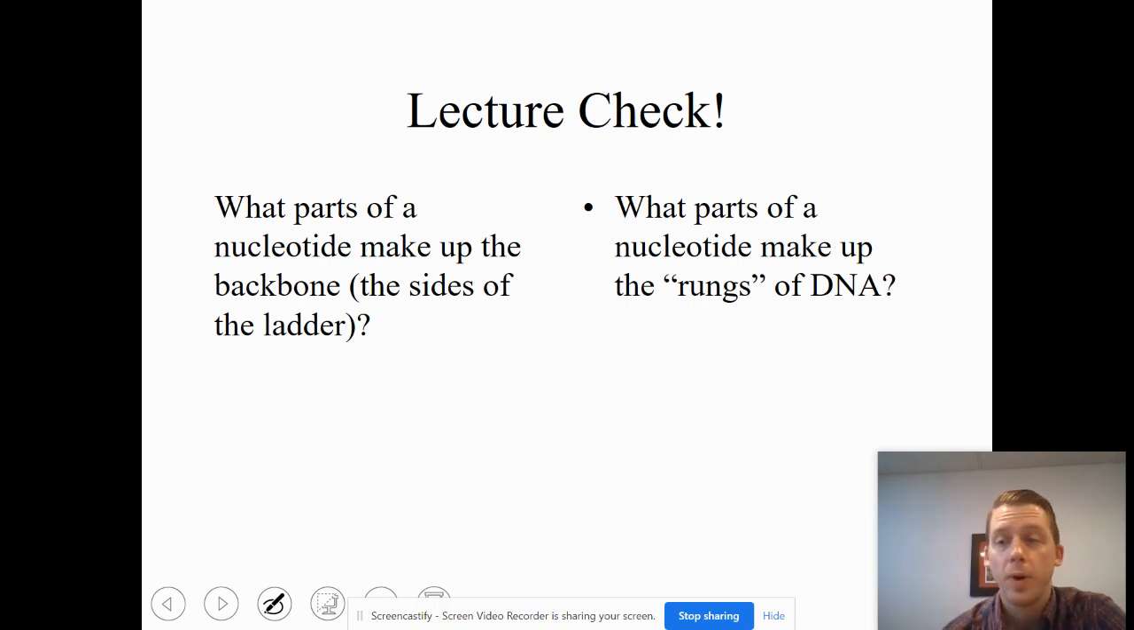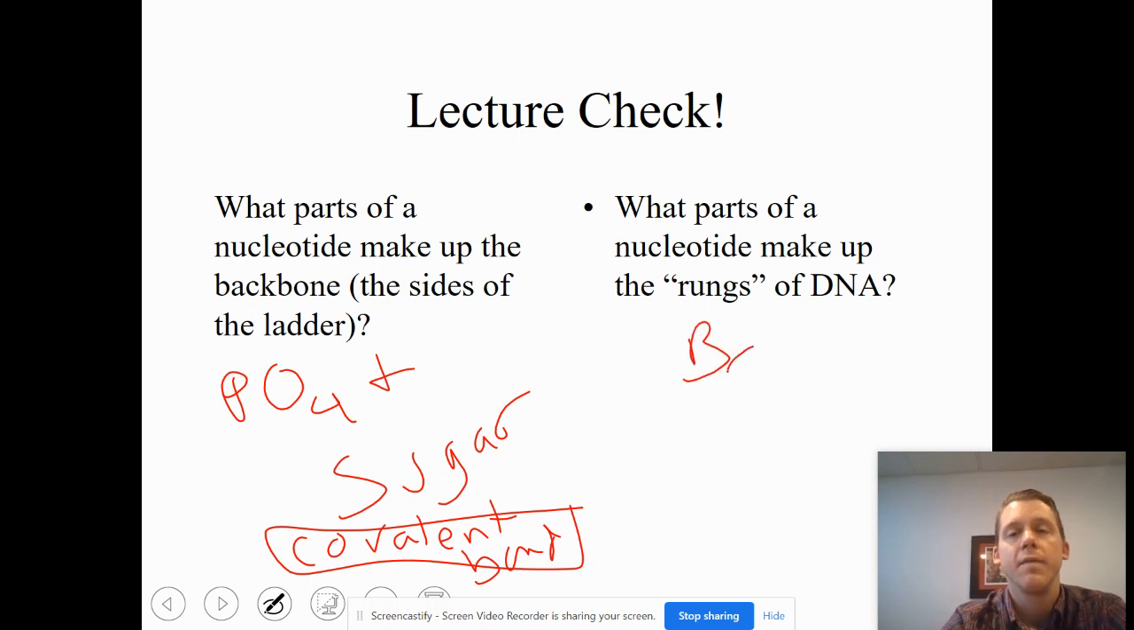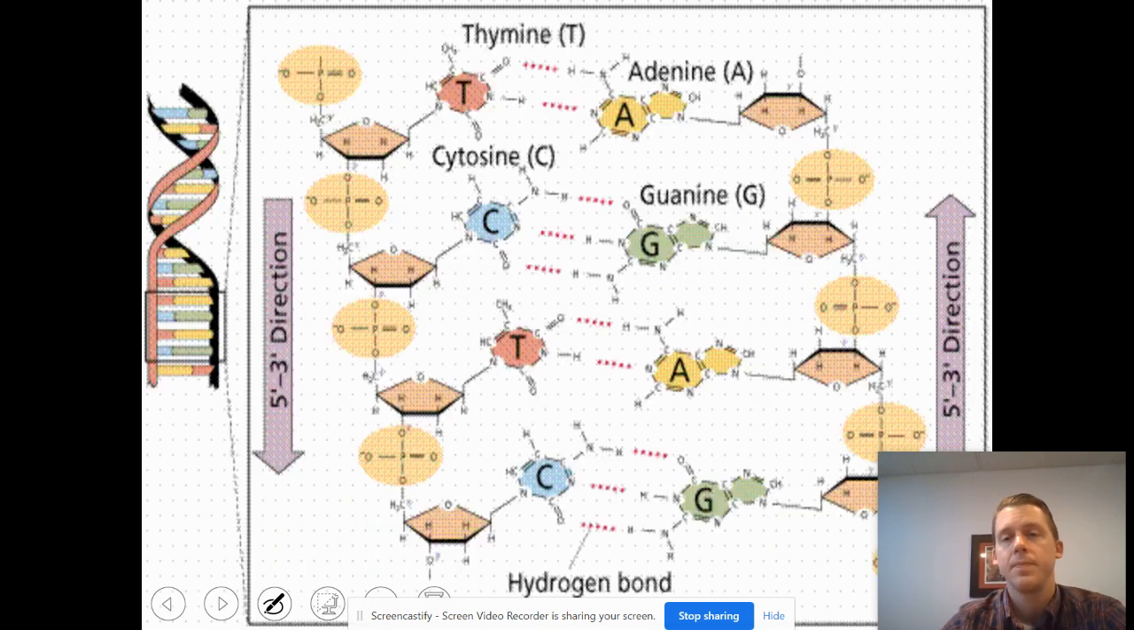All right, so how well do you remember that very last slide? What parts of a nucleotide make up the backbone? And what parts of the nucleotide make up the rungs? Answer this question now. All right, the backbone is made up of phosphate and sugar, right? And those are joined with a covalent bond. The rungs are made up of the bases, and you should remember that there are 4 of them, A, T, G, and C. Here we see a picture of double-stranded DNA.